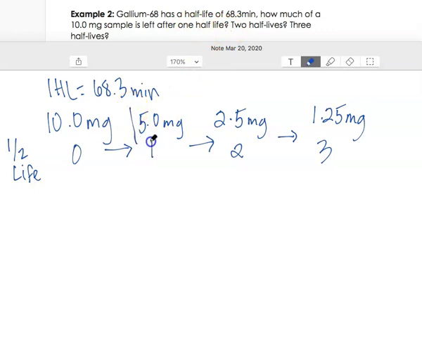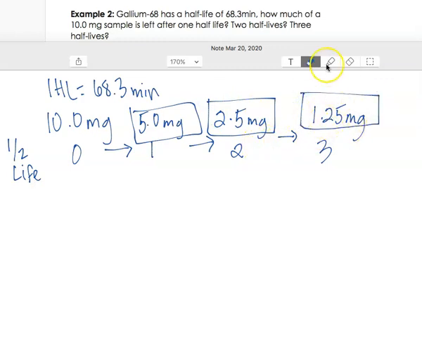So the question says how much will remain after the first half-life. This is how much remains after the first half-life. This is how much happens to be left after the second half-life. And this is how much happens to be left after the third half-life.